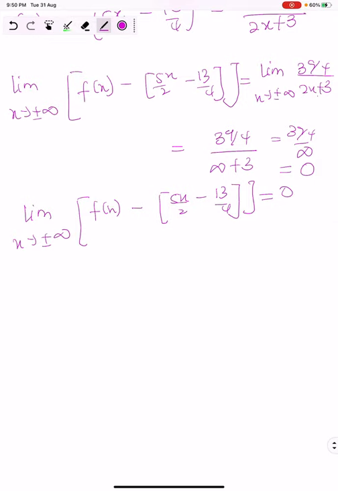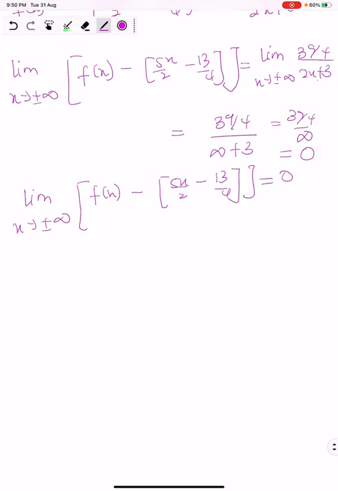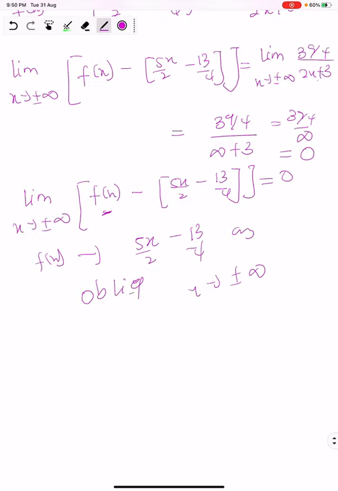This means that the graph f of x approaches 5x over 2 minus 13 over 4 as x approaches both positive and negative infinity. This is known as an oblique asymptote.